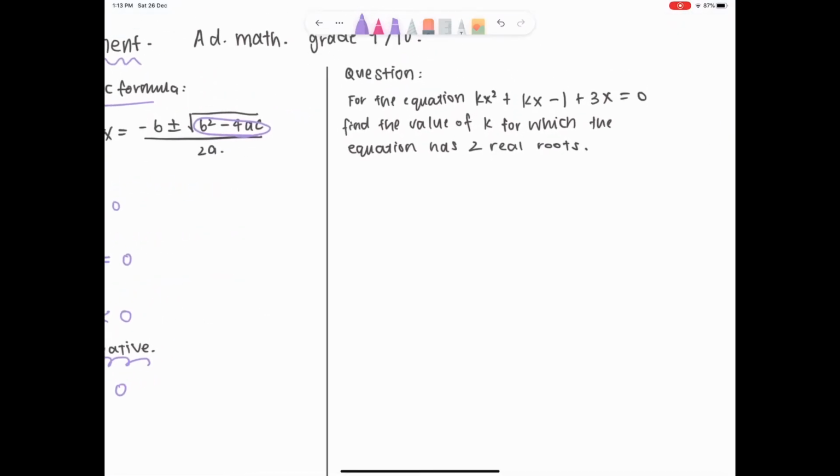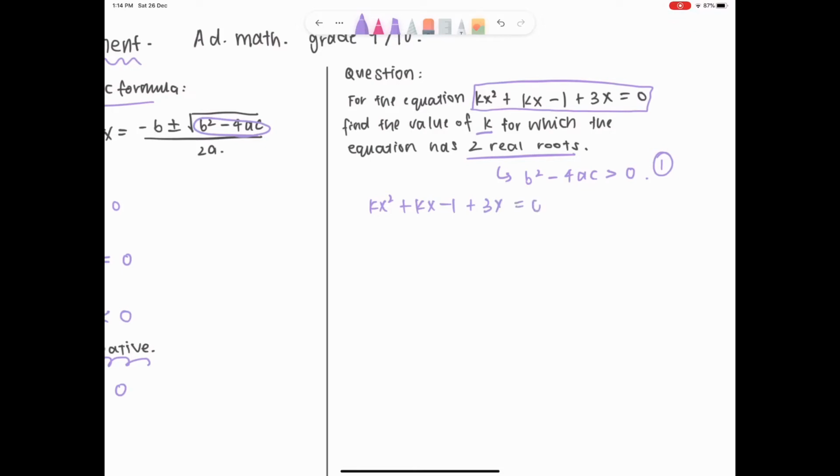The question is, for the equation, find the value of k, which the equation has two real roots. So first of all, we can already identify b squared minus 4ac is greater than 0. So that's the first step. They'll always give you 1 mark even if you write this. So first, let me copy the equation down.